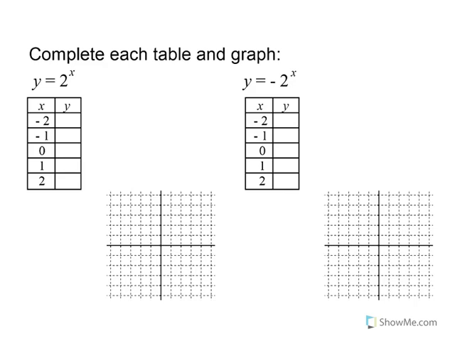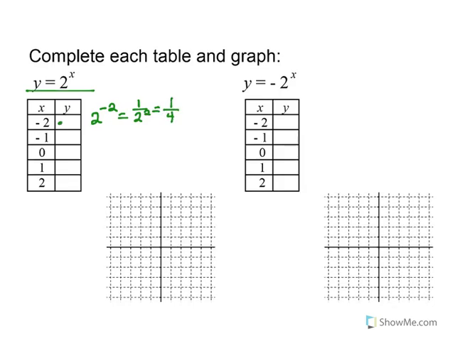So when I'm looking at y equals 2 to the x power, if I want to figure out what y is when x equals negative 2, that's really just saying, what's 2 to the negative 2 power? Negative exponent means make it 1 over. So this is really 1 over 2 squared, which is 1/4. So that is 0.25. If I do 2 to the negative 1 power, that comes out to 1 over 2 to the first power, which is really just 1/2. So that's 0.5.